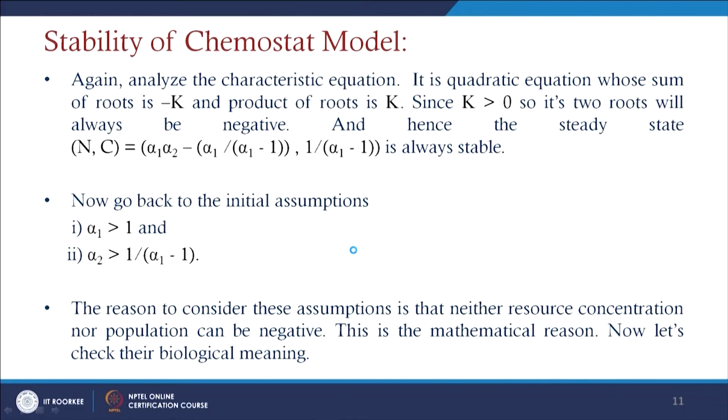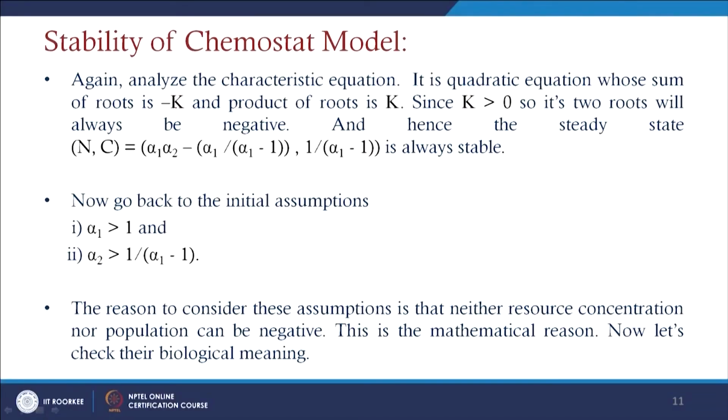And if we go for further analysis of this characteristic equation, it is a quadratic equation whose sum of the roots is minus k and product of the roots is k here. Since for a quadratic equation, if alpha and beta are the roots, then it can be represented as alpha plus beta equals minus b by a, and alpha into beta equals c by a, which is the product form. So, if you use that formula, definitely you get that the sum of these roots is minus k and the product of these roots is k here.